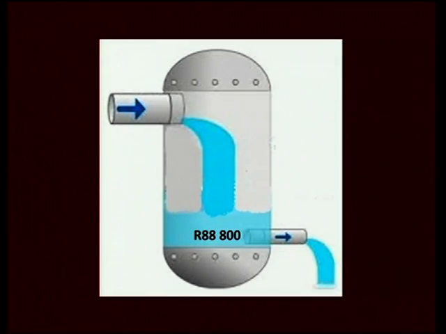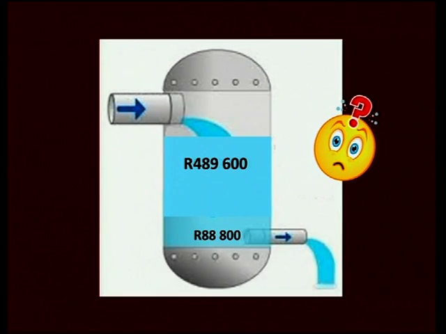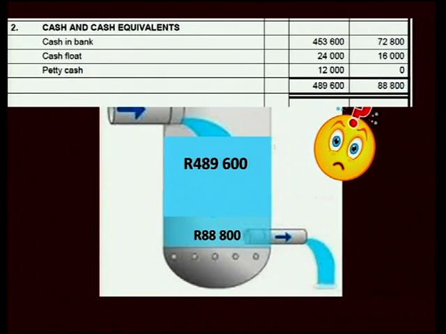Again, if I use this information, let's draw the tank again. It says that at the beginning of the year, Derby Limited had 88,800 in the bank, and the money rose to 489,600. Why do I say that? Why is it that the money went up to 489,000? What happened in the business for cash to start at 88,800 and then go up to 489,600, according to the information as it is provided here in the cash and cash equivalent notes?